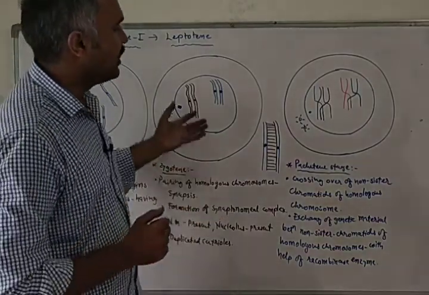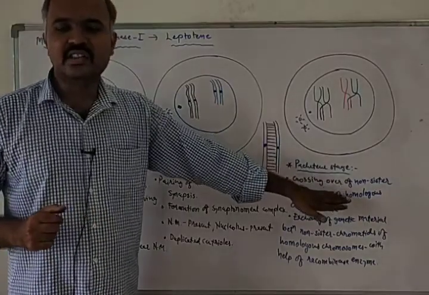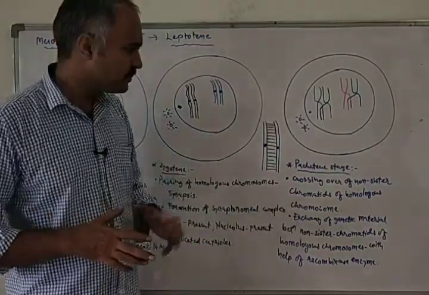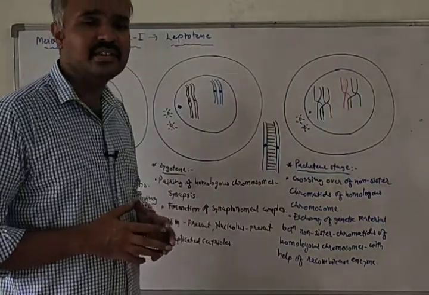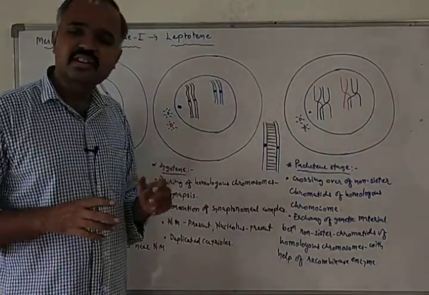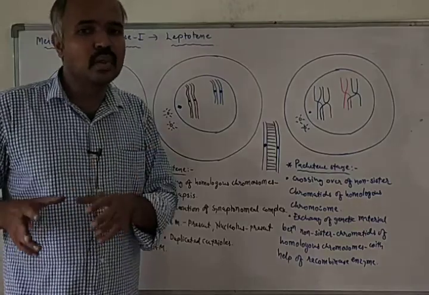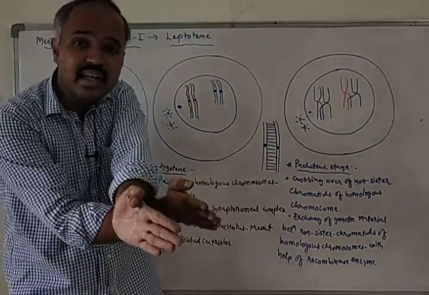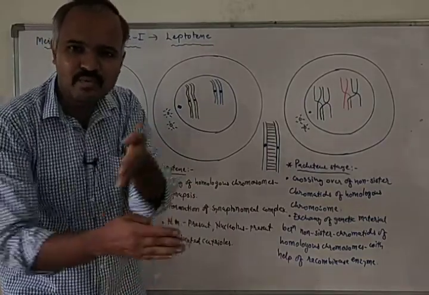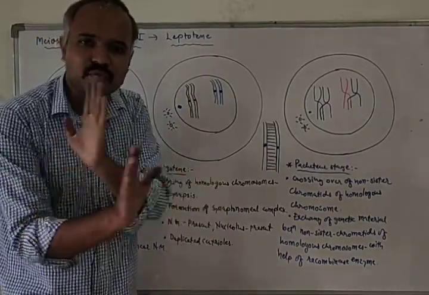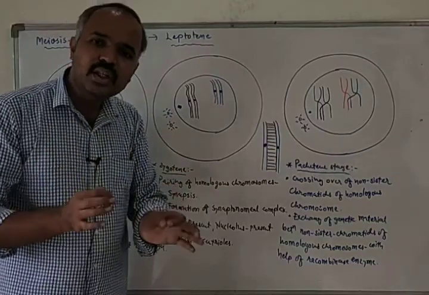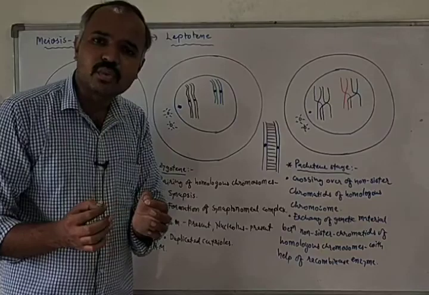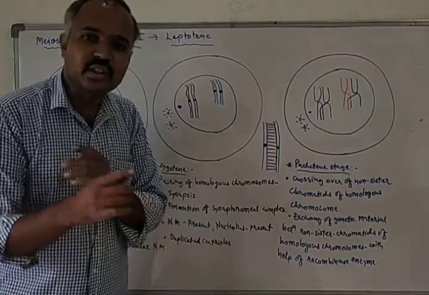Then there is a third stage known as the pachytene stage. What will happen in the pachytene stage? First of all, the non-sister chromatids of homologous chromosomes will cross over each other.